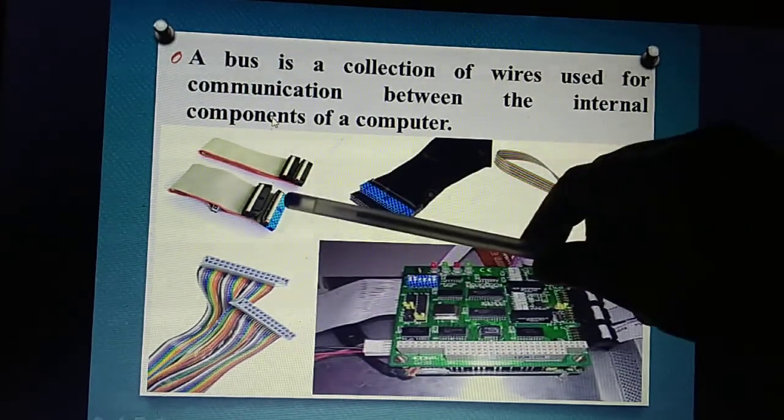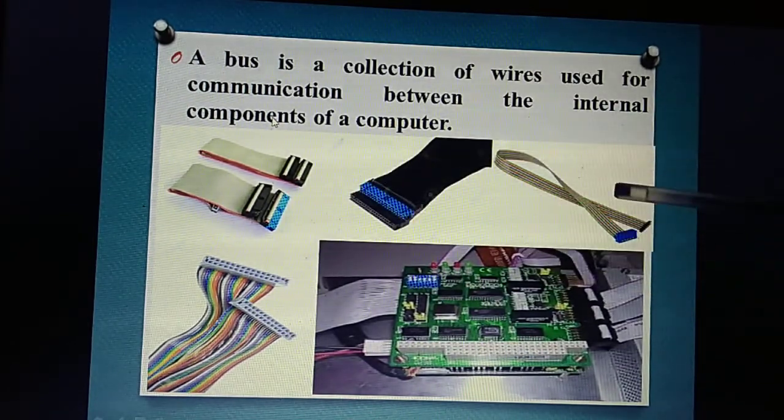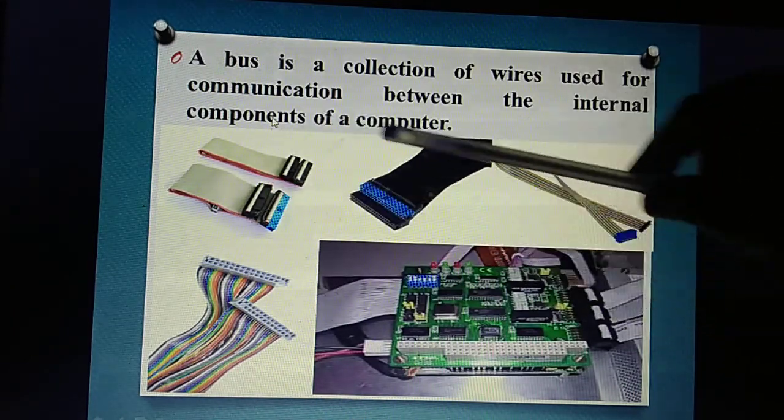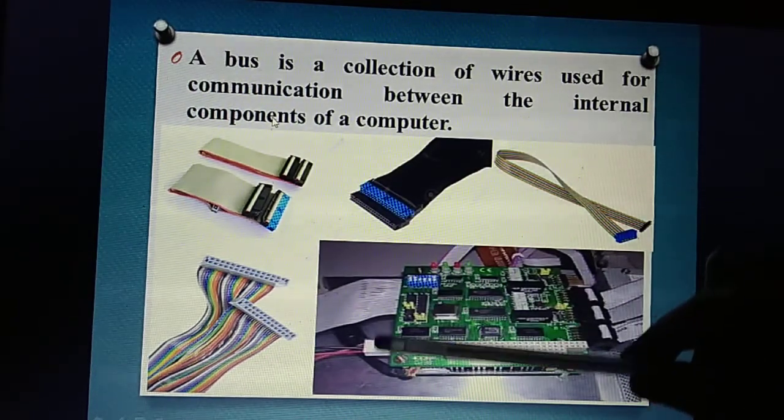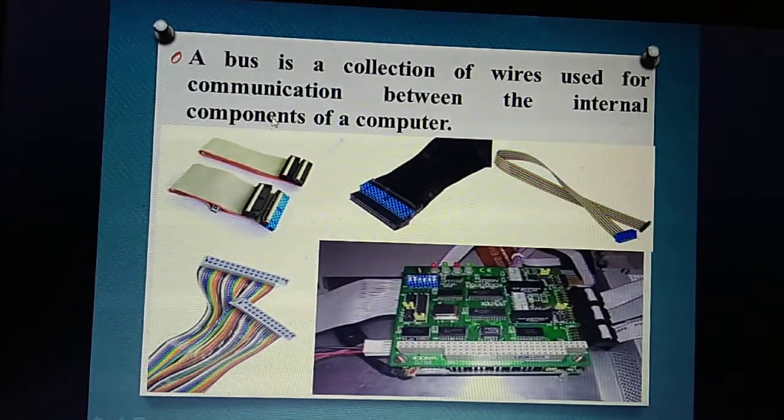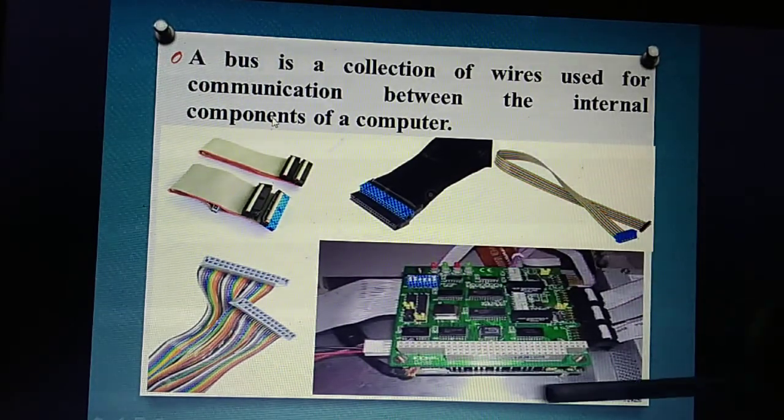This is the diagram for various kinds of buses. This is one kind of bus. These are cables, and these cables we are calling a bus. This is an address bus. Have you seen these cables? Is it visible? At this end, all these ports are connected by means of these cables or buses. Understand what you mean by bus? Bus is a collection of wires. What's the use of this wire? It is used for communication between the internal components of the computer.